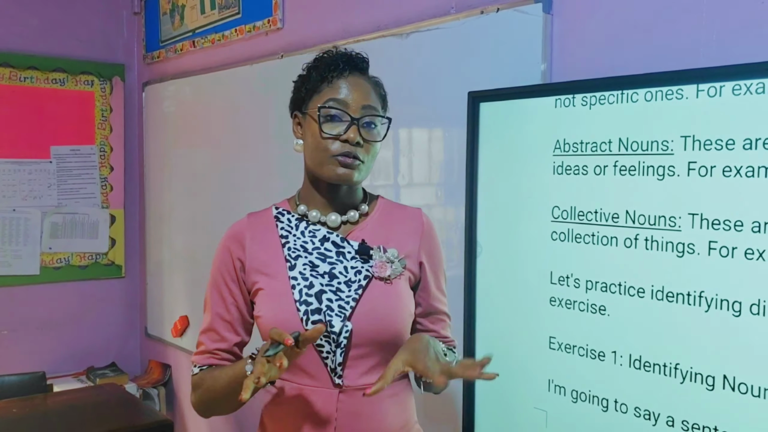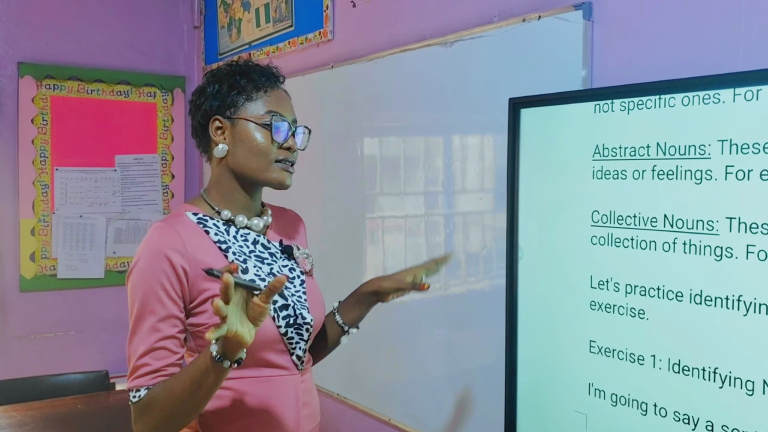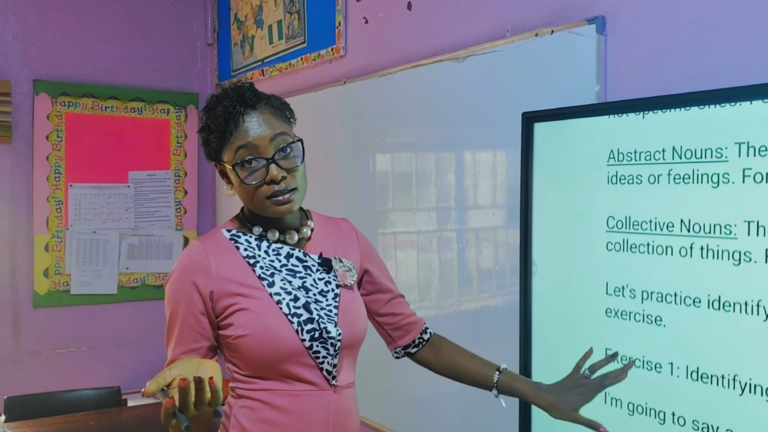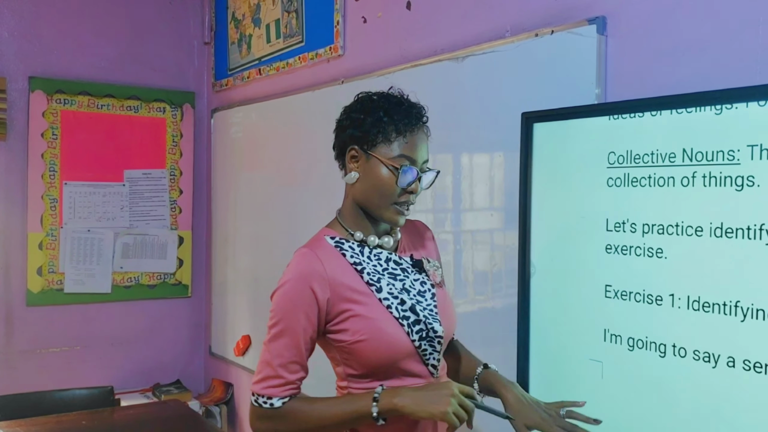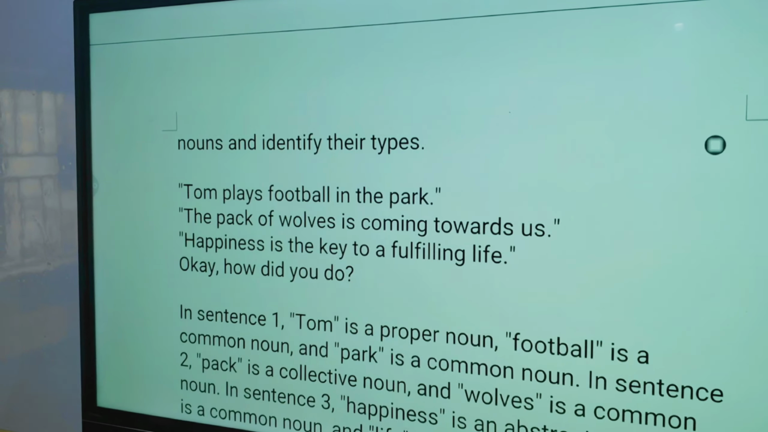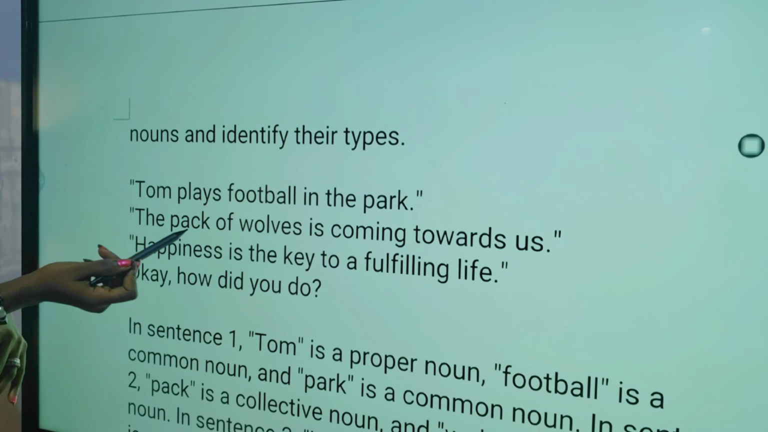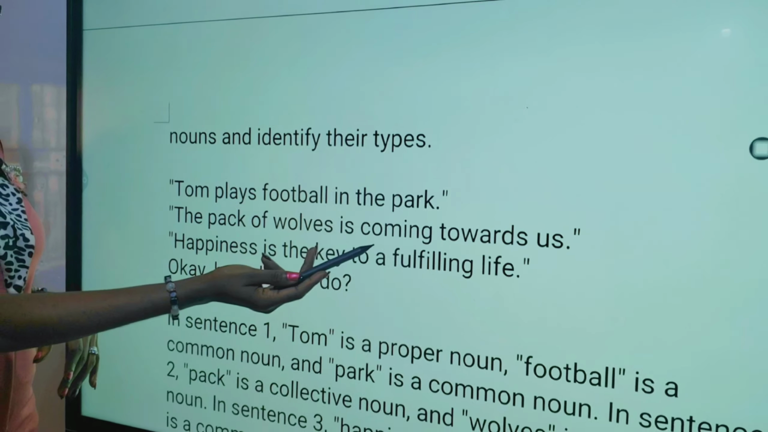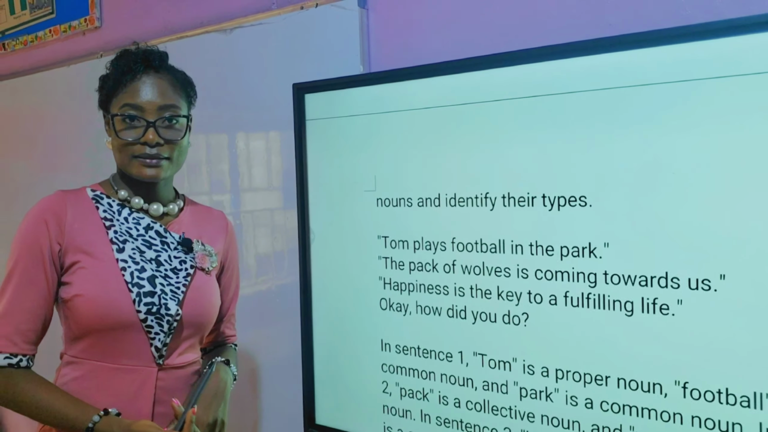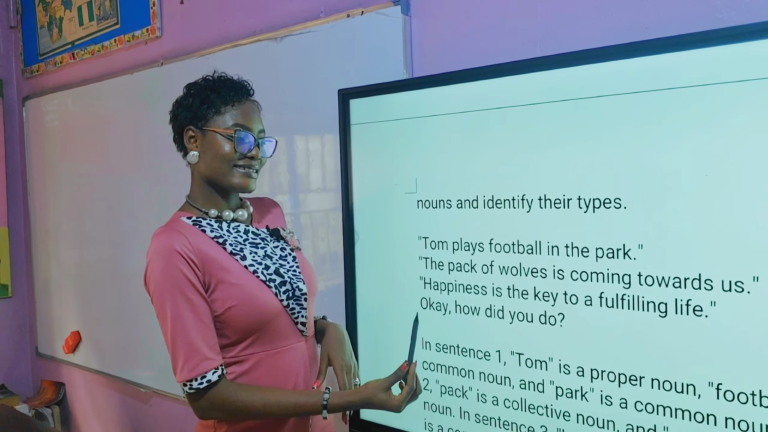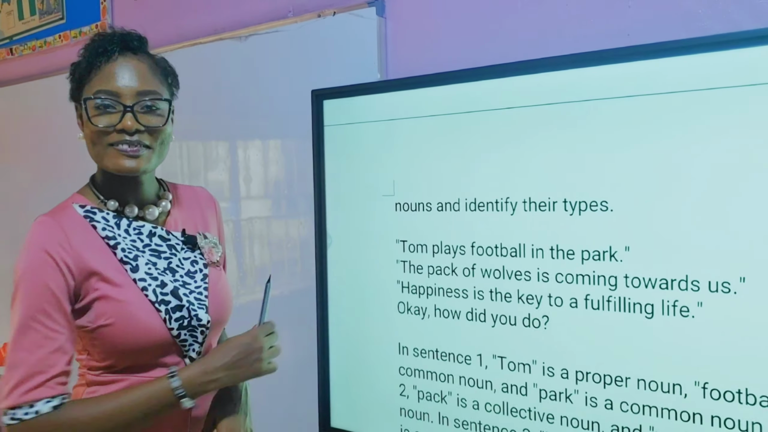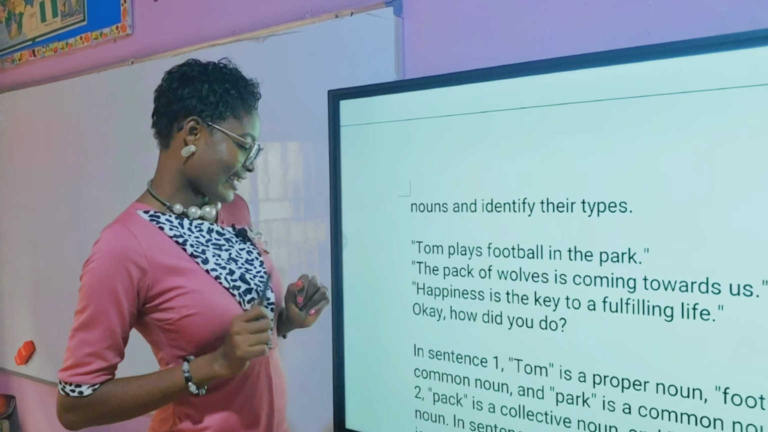So now it's time for us to practice identifying nouns in an exercise, okay? So I'm going to say a sentence and you will pick out for me the nouns and identify their types. Are you ready? Right, I have Tom plays football in the park. The pack of wolves is coming towards us. Happiness is the key to a fulfilling life. So, how'd you do? Okay, let's see.